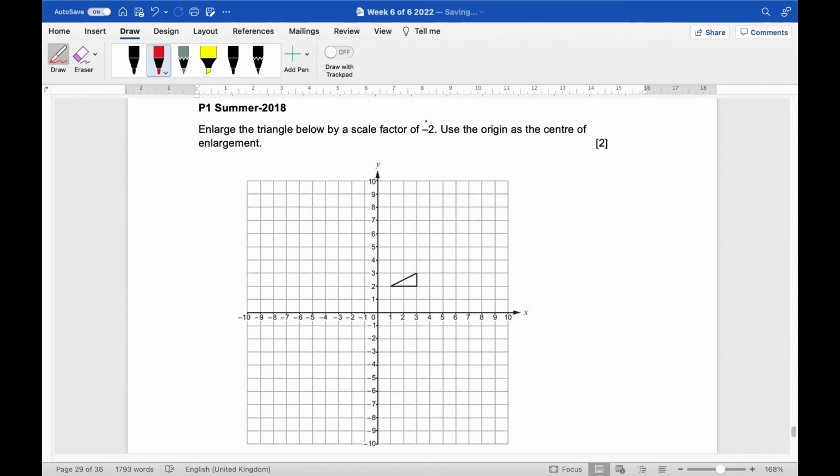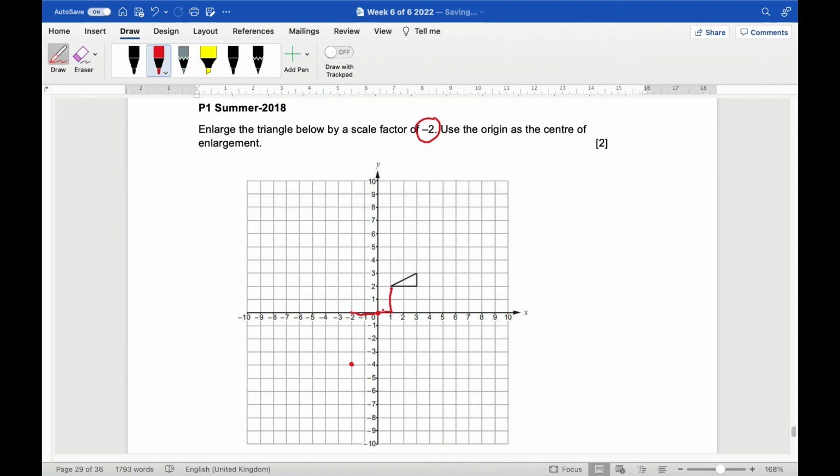So if we had to draw it, -2 is twice as big, twice as far away in the other direction. So if we use the origin again, to get from there to there is 1 up, 1 across, 2 up. Twice as far away would be 2 across and 4 up. But because it's minus, I'm going in the other direction. So instead of 1 to the right, it's 2 to the left. Instead of 2 up, it's 4, 1, 2, 3, 4 down.